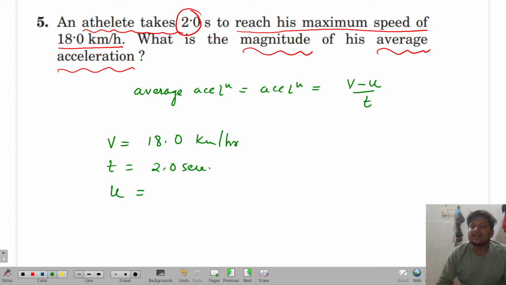Speed is zero when acceleration... It is talking about average acceleration. Got it or not? It is not talking about normal factors over here. It is talking about average acceleration. Now, average acceleration is going to be how much? Change in velocity by time.